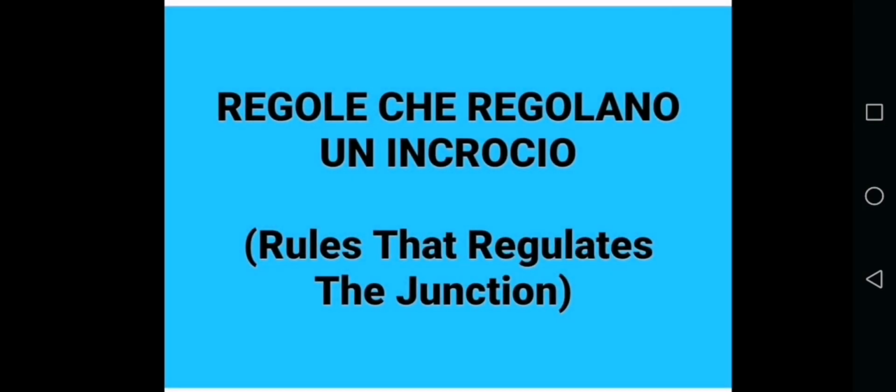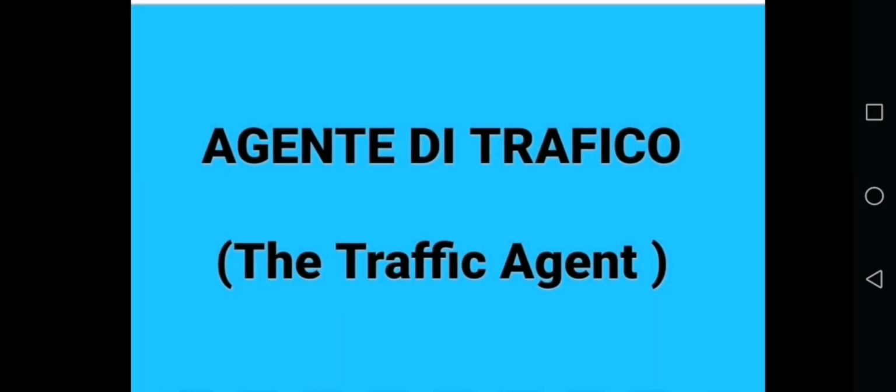Today we'll be looking at l'ordine di precedenza agli incroci, the order of precedence in the junction. When we say precedence, it means the right of way, who goes first when we come across an intersection. Le regole che regolano un incrocio, the rules that regulate junctions. We're going to be looking at the different rules that regulate junctions.